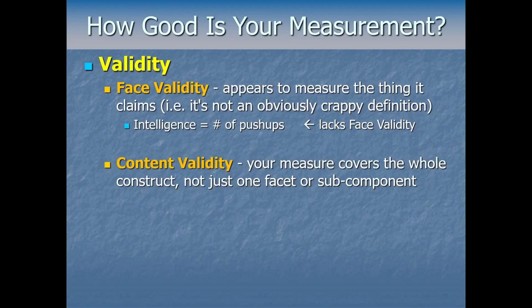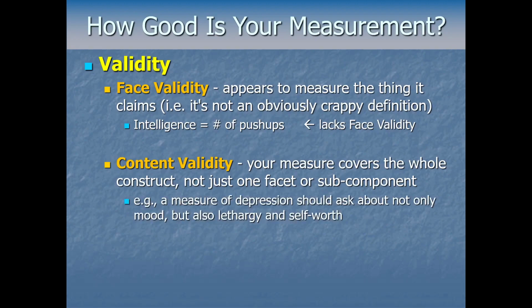Then there's also content validity. Now, this is a way of checking that your measure covers the whole construct, not just one facet or subcomponent of it. So, for example, a scale that allegedly measures depression should ask not only about current mood, but also maybe about other aspects of depression, like lethargy or self-worth. If your measure only gets at one piece of the variable you're interested in, you are missing some content validity.